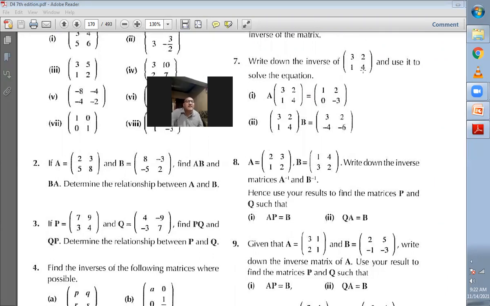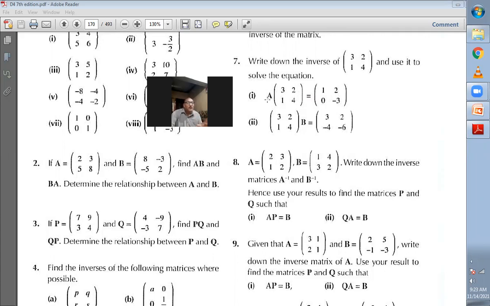I can name it anything. For example, let me name it D, and you can name it C. I will find its inverse. Once I know its inverse, then I will solve this first part. Before going into the question, let me show you this. This is A multiplied by this matrix equals this matrix.